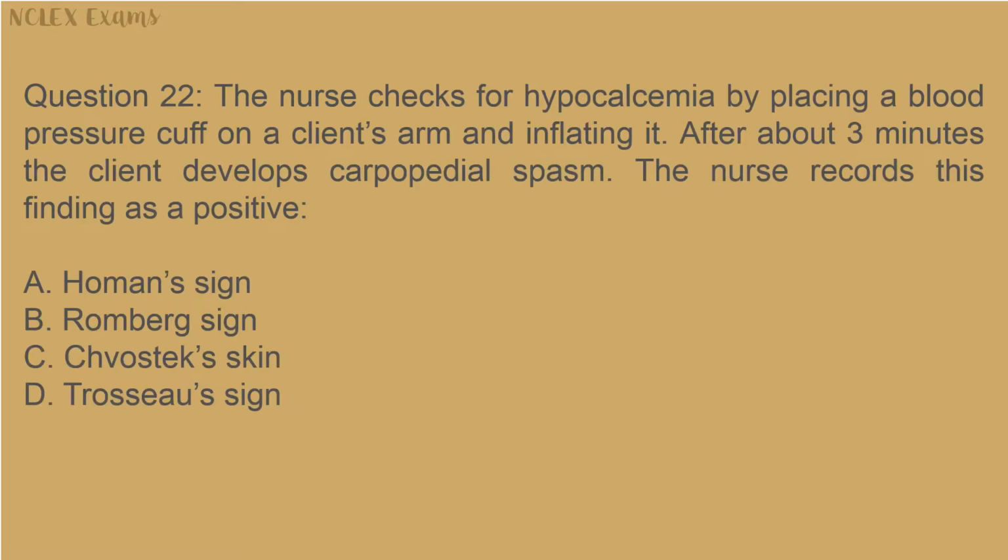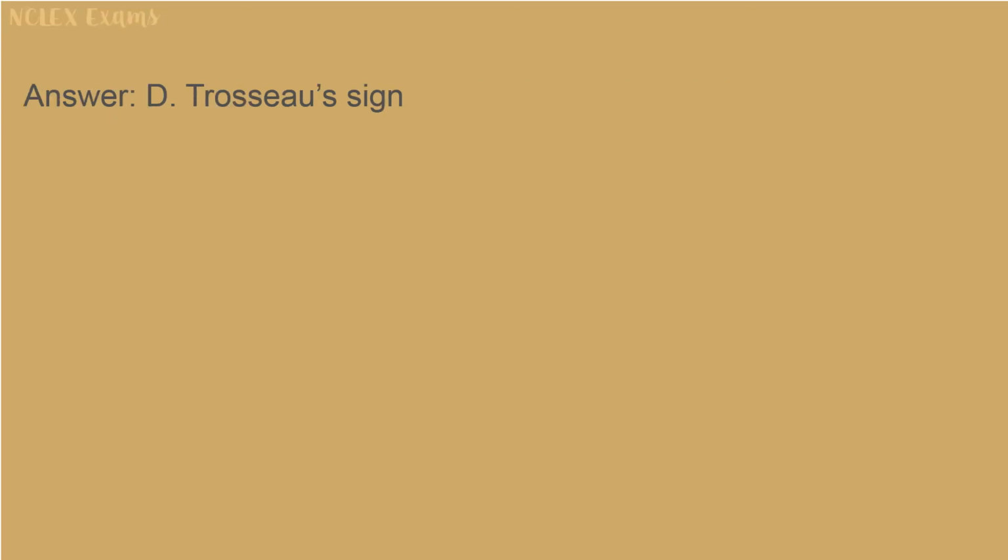Question 22. The nurse checks for hypocalcemia by placing a blood pressure cuff on a client's arm and inflating it. After about 3 minutes, the client develops carpopedial spasm. The nurse records this finding as a positive A. Holman's sign, B. Romberg sign, C. Chvostek's sign, D. Trousseau's sign. Answer: D. Trousseau's sign.